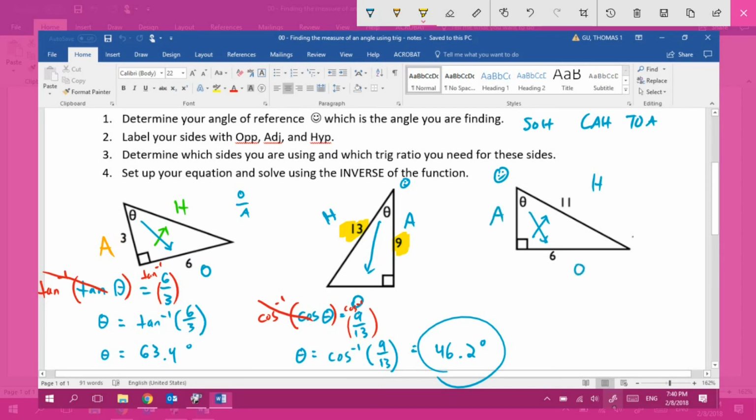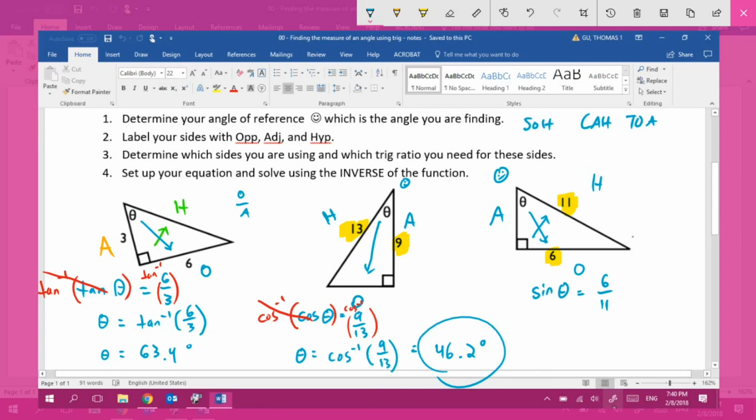So which two sides do we know? We know the opposite side and we know the hypotenuse. Which trig function uses opposite and hypotenuse? That's going to be the S in SOH CAH TOA, sine. So sine of theta equals, what's it going to be? 6 over 11.